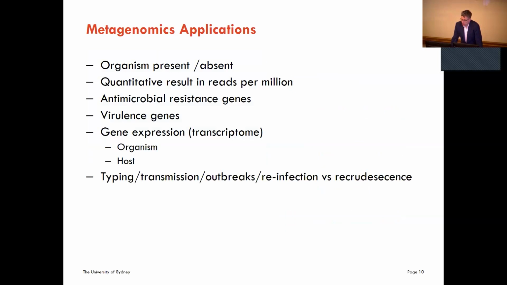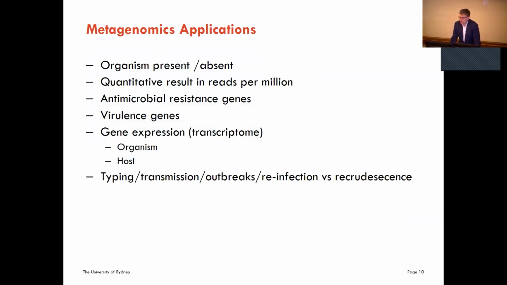Metagenomics can tell if an organism is present or absent, and I guess that's one of the major features of my current study, is just to test the sensitivity and specificity. Importantly, it can give a quantitative result in reads per million, and that's a big advance over some of the other technologies we have, and that quantification is probably more accurate and reliable than most of the others we have in microbiology now. Along with the presence or absence of an organism, you can do things like characterize antibiotic resistance genes, virulence genes.